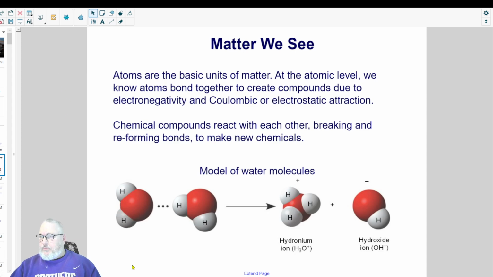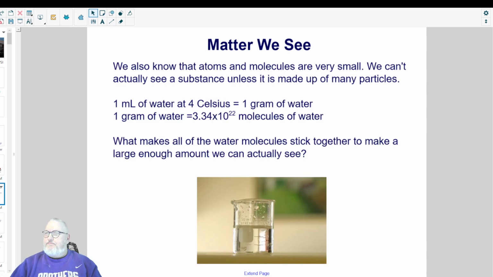Look at water. If it's just water, it'll be constantly going back and forth between the hydronium ion and the hydroxide ion. Whatever water there is, it's always made up of hydronium and hydroxide ions. We'll get to that when we start talking about acids and bases later. We know that atoms and molecules are very tiny, so we can't actually see a substance unless it's made up of many, many particles.